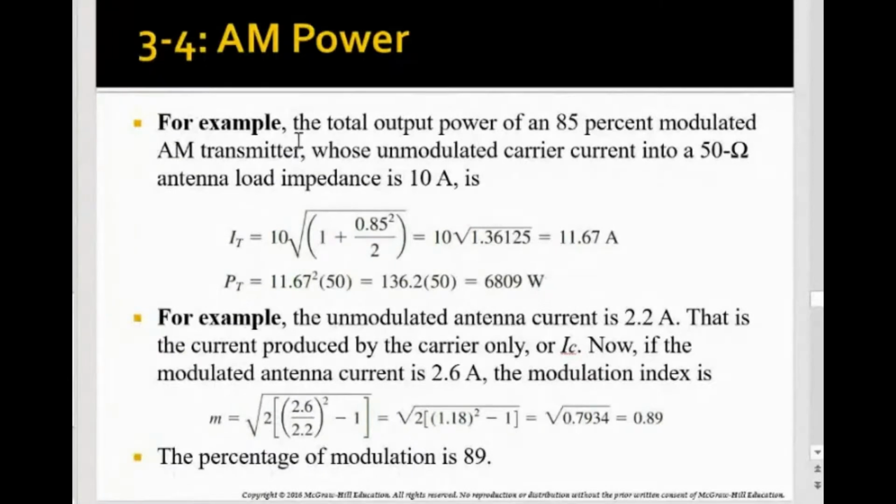In this example, we have the total output power of an 85% modulated AM transmitter whose unmodulated carrier current into a 50 ohm antenna load impedance is 10 amperes. So our unmodulated carrier current is 10 amperes going through an antenna having an impedance of 50 ohms. We have the percentage of the modulation index. So then we calculate the total current, which is 10 times the square root of 1 plus 0.85 squared over 2. We get 11.67 amperes total current.